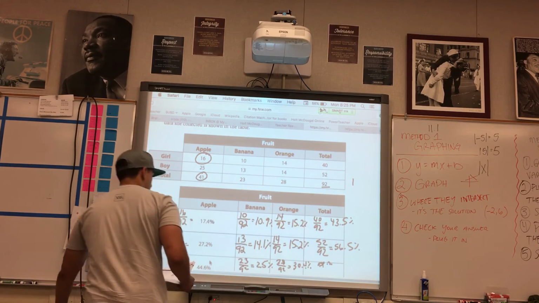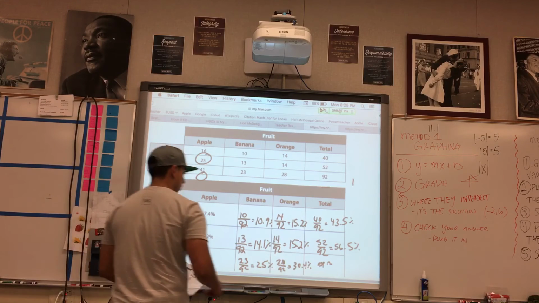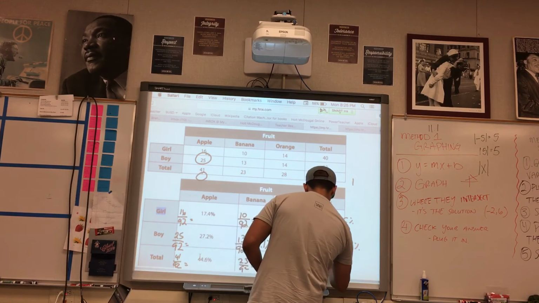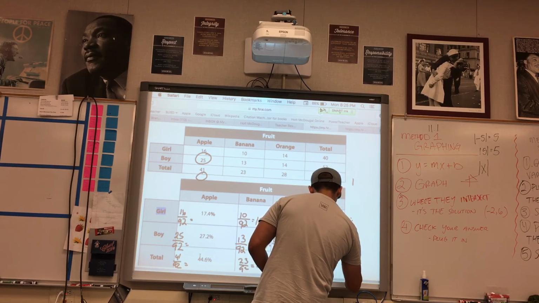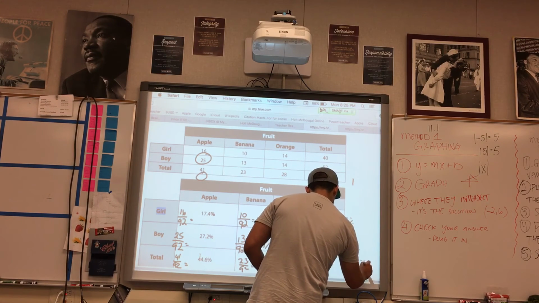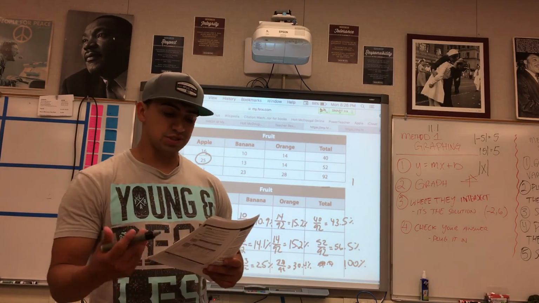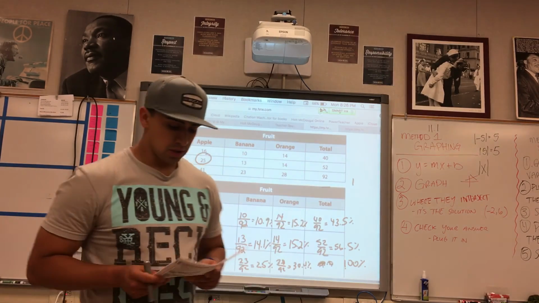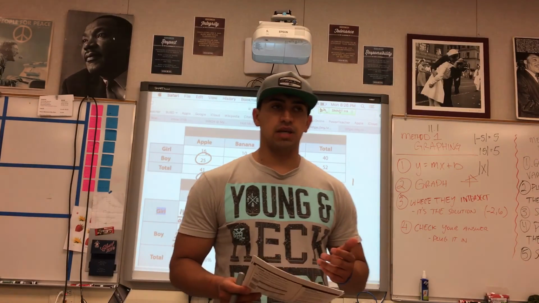Let's move this up a little bit. 92 divided by 92, which is 100%. Okay, that's the total number of people, total number of participants, which is 92 divided by 92. Okay, so this is how you would create and conduct a relative frequency table.